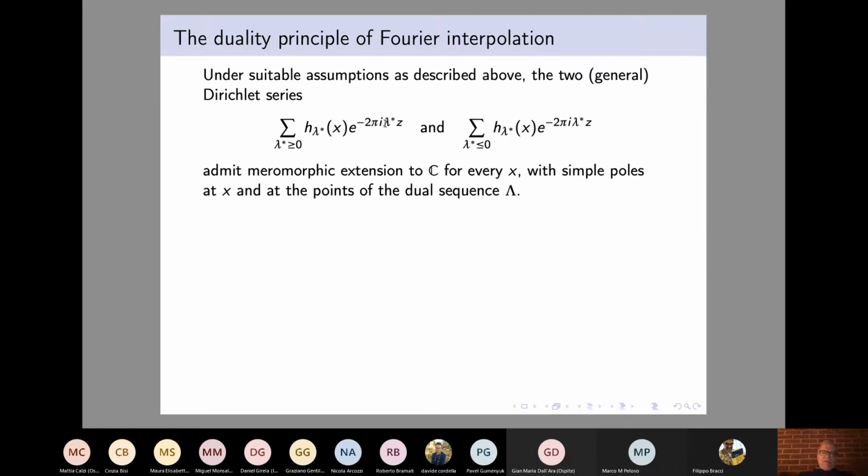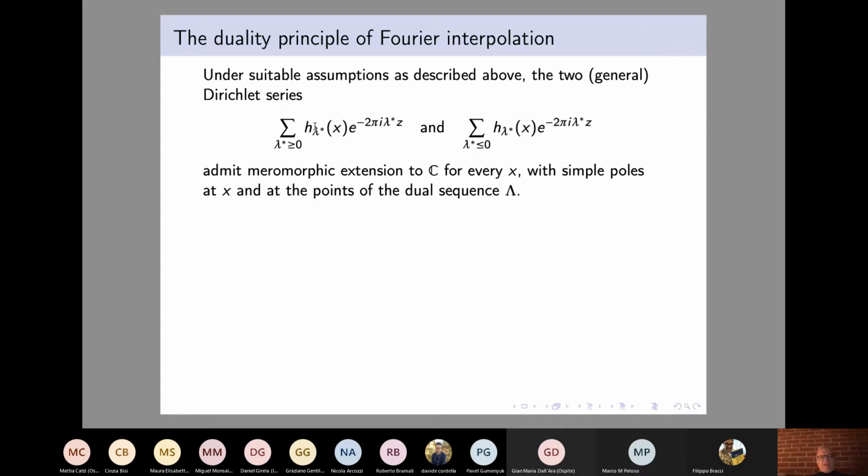Well, now I write the thing for lambda star. Okay, so I can do similar things for lambda, but now I write the Dirichlet series for lambda star. So I take the positive frequencies in one series, and I take the negative frequencies in another series, and the coefficients will be the corresponding basis functions of the basis.